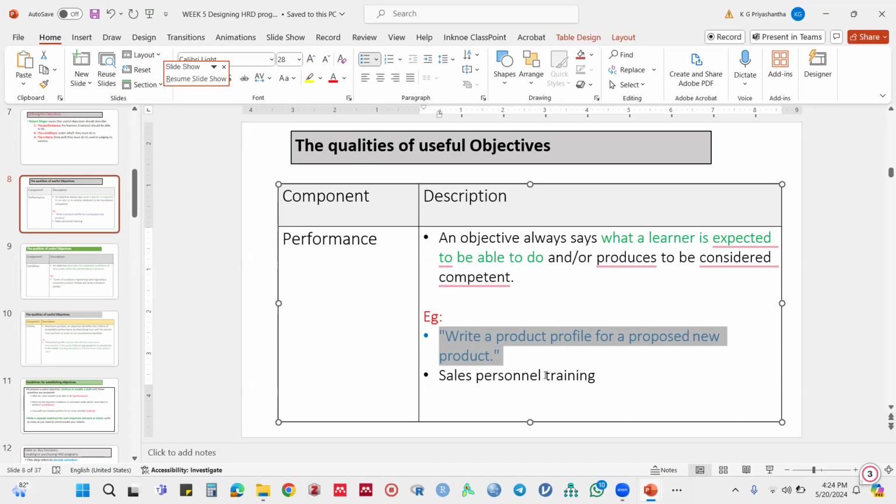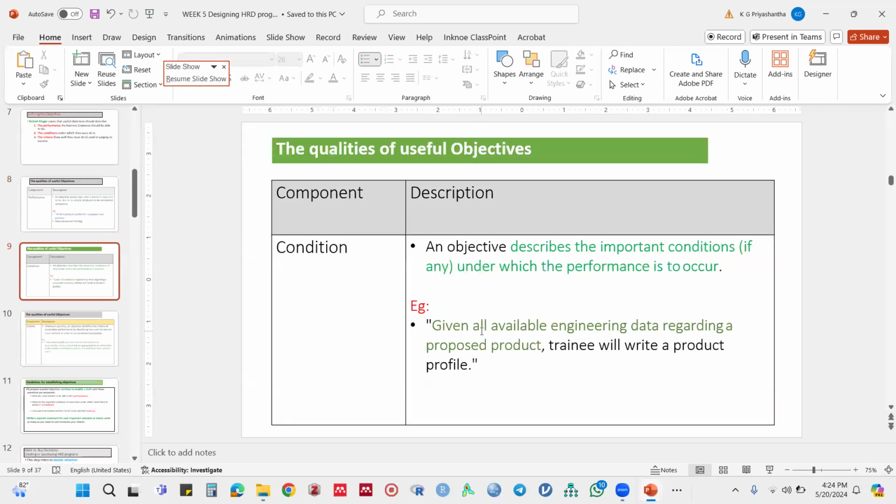That must be included. So obviously, in setting an objective, you must include the performance target. Then the condition: under which condition you must do this. Simply, given all available engineering data regarding a particular product, the trainee will write a product profile, right? So that is the condition.